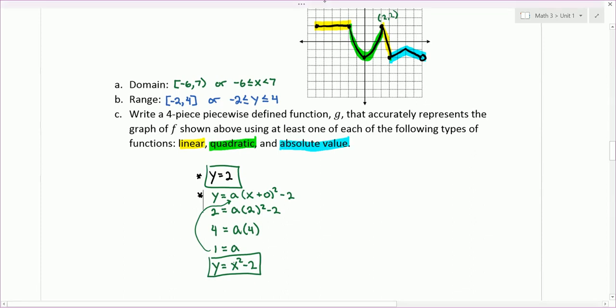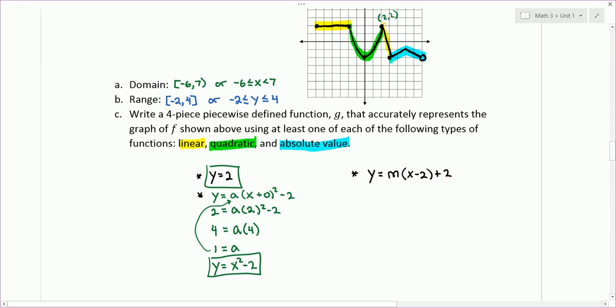Third piece is another line. I'm going to start at the left endpoint, the 2, 2. We know that the parent graph goes through the 0, 0. So this thing has been moved to the right 2 units and up 2 units. So y equals some slope, and we'll figure that out in a second. But it's been moved right 2 units and up 2 units.